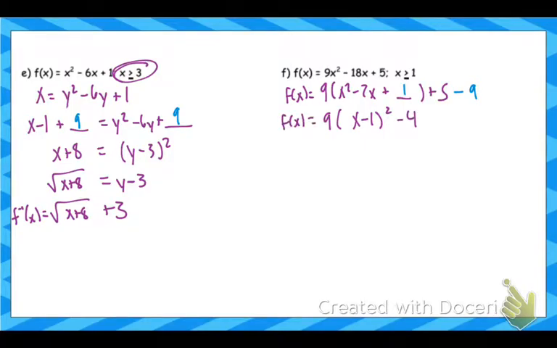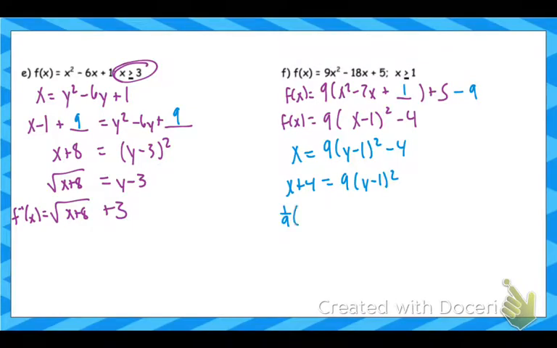Well, now let's go ahead and find our inverse, because it's going to be a lot easier from this form. So x equals 9, y minus 1 squared minus 4, add 4, divide by 9, square root both sides, and add 1.